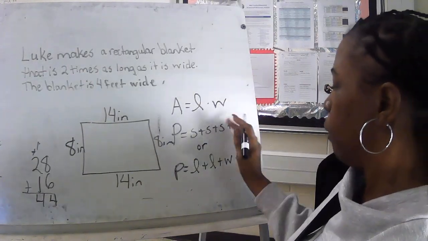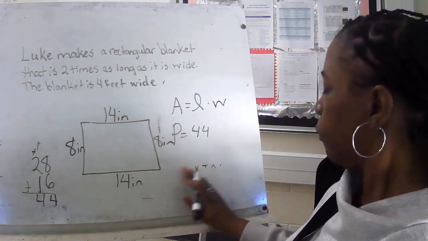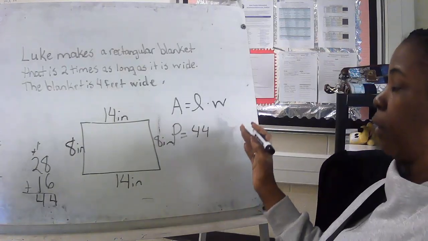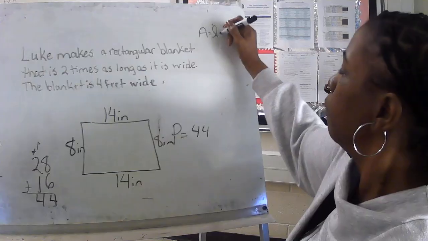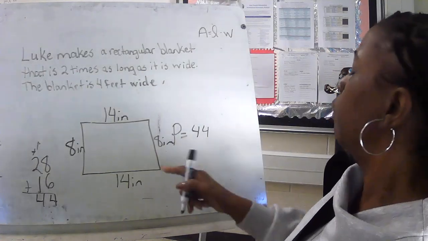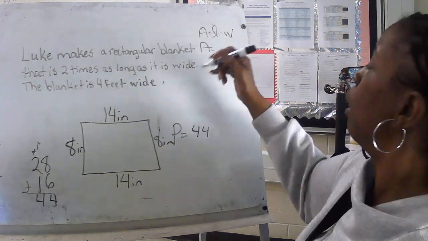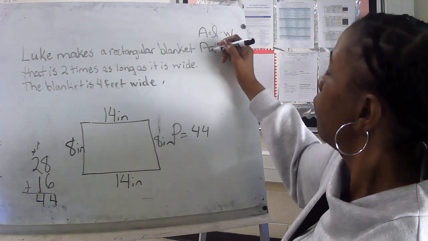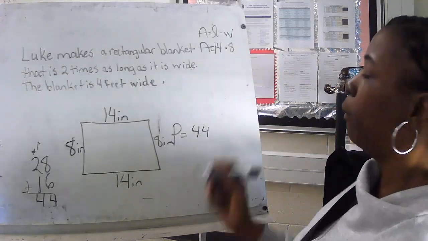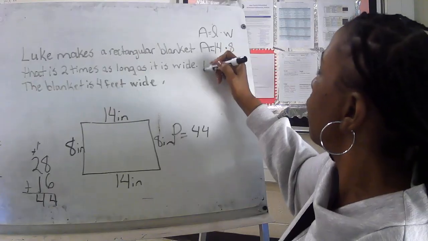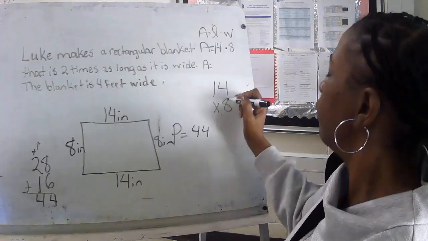So I'm going to put P equals 44. Now I'm going to do area. Area equals length times width. Let me move it up some. Okay? So we don't know the area yet. That's what we're looking for. But we know the length is 14 inches long, and we know the width is 8, or 8 inches wide. And then we're going to multiply that to find what our area is. So area equals, let's do our 14 times 8.